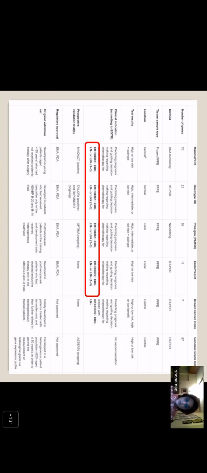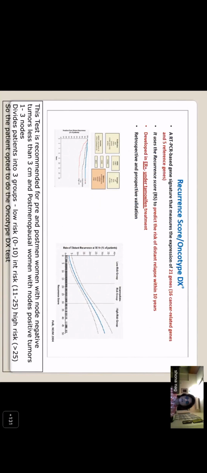3 of these have been prospectively validated, and most of them are approved. So I'm going to focus on just one, which has been around for the longest time. And this is the Oncotype DX, which is a RT-PCR-based score of 21 genes, 16 cancer-related and 5 reference, and it tells you the distant relapse within 10 years. It is developed on patients on tamoxifen treatment and basically divides patients into 3 risk groups. You have the low risk 0 to 10, intermediate risk 11 to 25, and high risk more than 25.